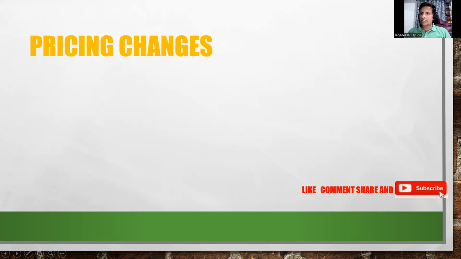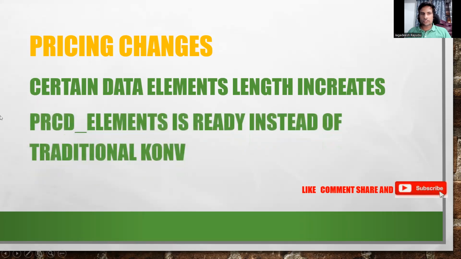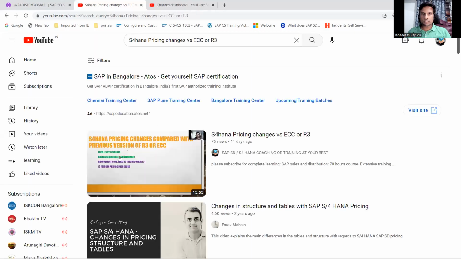Well, let's see our SD pricing changes. Creating data element length. Okay. So, a lot of this is the replacement of your traditional KONV for document condition records, PRCD_ELEMENTS. If you'd like to know about this, I have done a video, S4 HANA pricing changes compared with the previous version, ECC. This will give you a good idea.